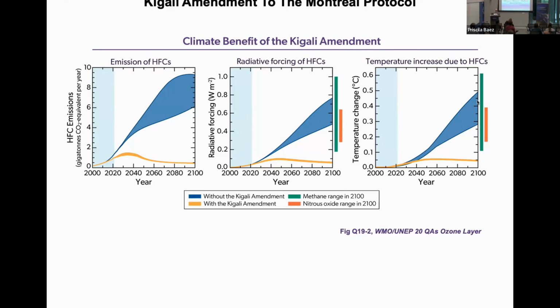Here's the warming, business as usual. Here's with the replacement of the olefin gases. This is a giant success. We're going to get rid of half a degree of warming.